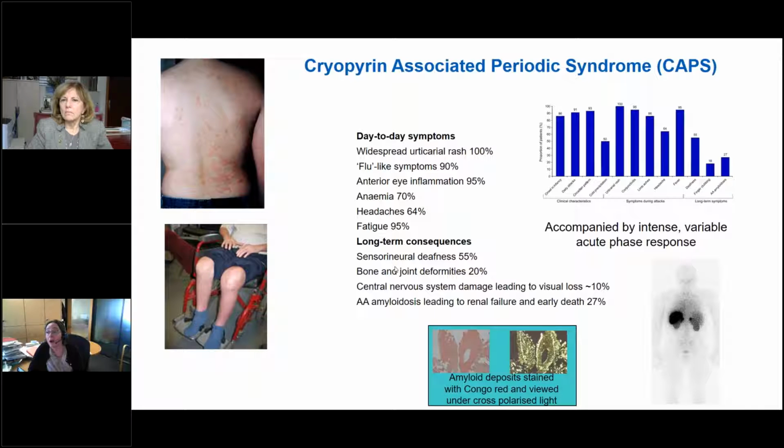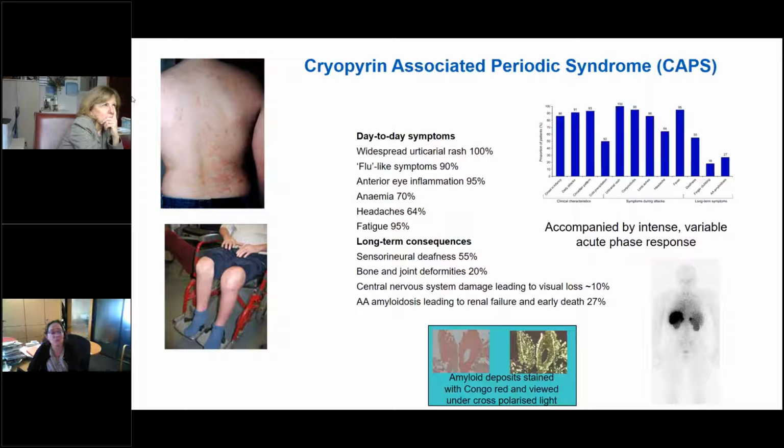So these are widespread day-to-day symptoms of urticarial rash shown here. It does look as if it's very damaging and itchy. Classically, the patients don't itch. They have flu-like symptoms in up to 90% of patients. Anterior eye inflammation is seen in 95% of patients. There is an anemia which looks like a combination of anemia of chronic disease and iron deficiency, because IL-1 downregulates hepcidin, so they are genuinely a little bit short of iron. And meningitic headaches are seen in about 64% of patients.